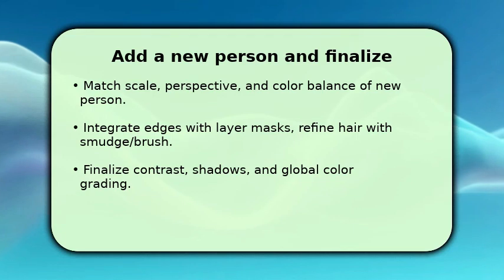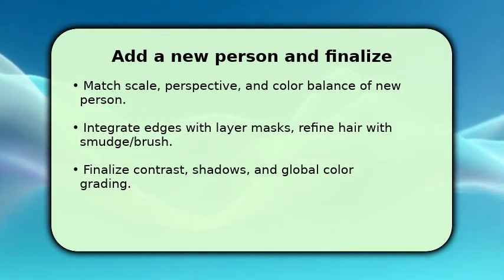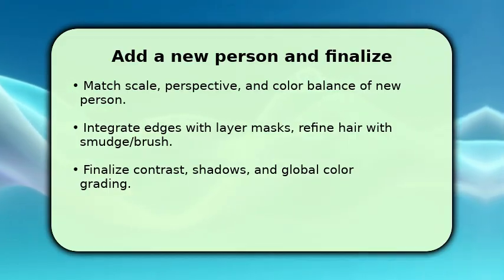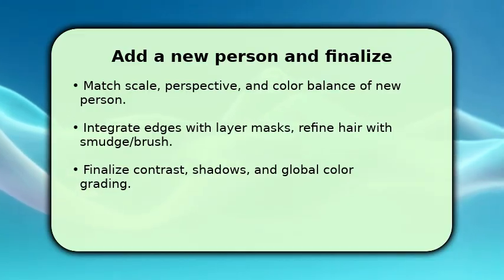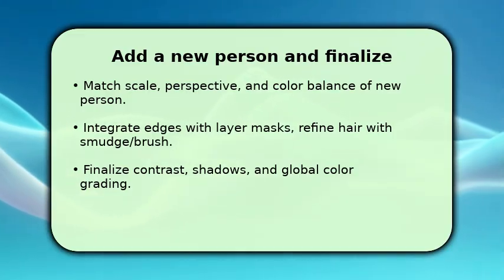Place the replacement person on a new layer and scale them to match perspective and distance. Use transform and warp to adjust stance and horizon alignment. Make color and exposure match by sampling midtones and using curves, hue/saturation, and selective color.